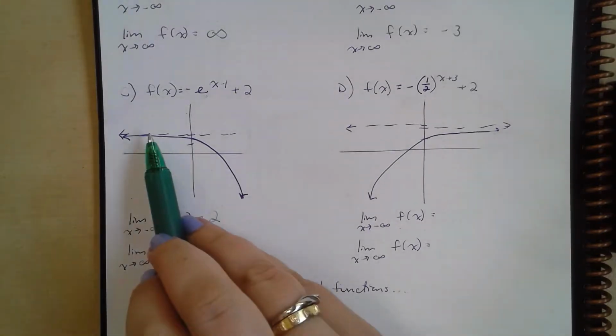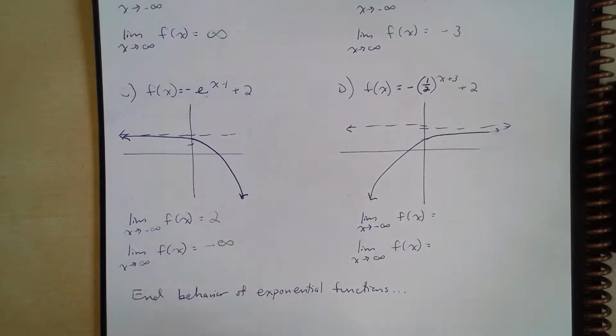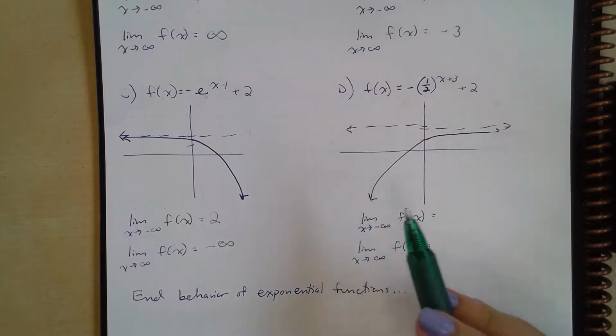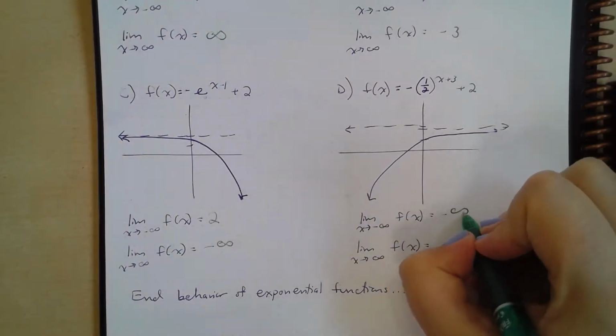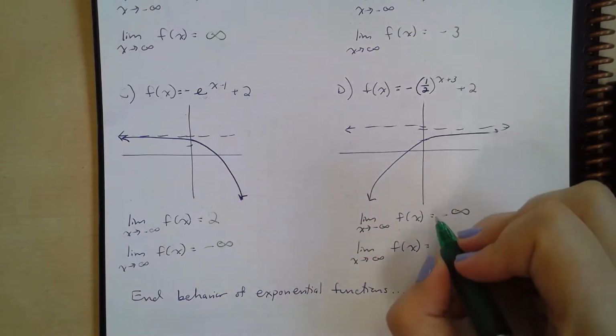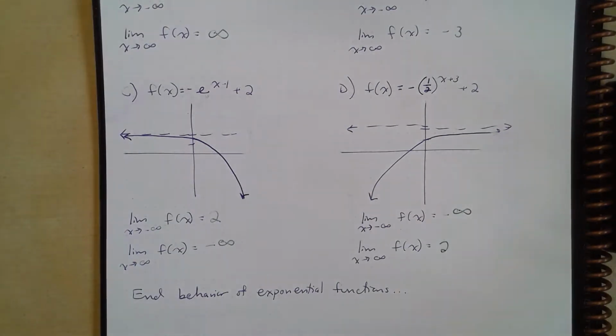And as x goes to infinity, I go on and on and on forever. I'm actually going towards negative infinity. Now, if I look at letter D, the limit as x goes to negative infinity, I go on forever towards negative infinity. And as it goes towards infinity, I get closer and closer to that asymptote at 2. So what does this mean? Really, what's happening?